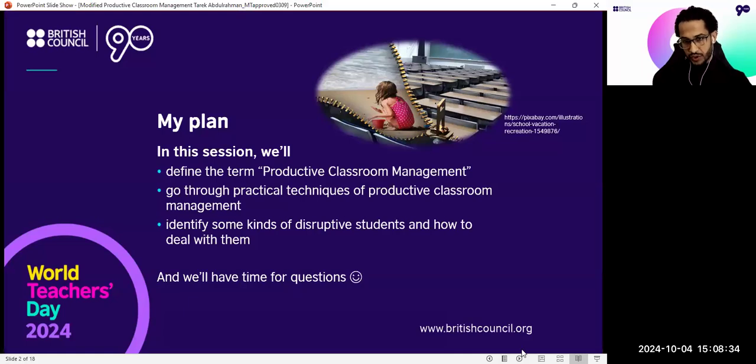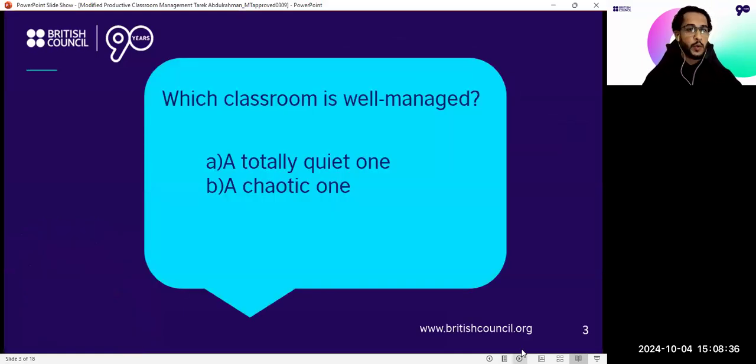I have a simple question for you. Let me ask you this simple question. Which classroom is well managed, you think? A totally quiet one or a chaotic one? So we have two choices, A or B. Pick your choice and tell me in the chat box. B, A. I think it depends. Choice A. Okay, let me show you the choices in pictures instead of words.